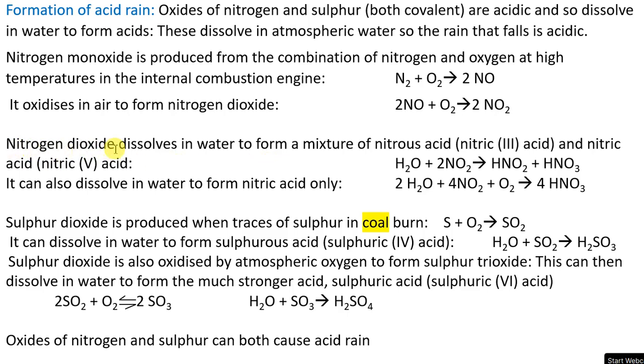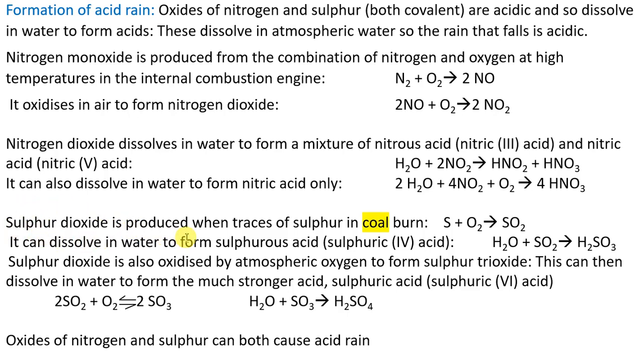Nitrogen dioxide, being acidic, dissolves in water to form a mixture of two acids, nitrous acid and nitric acid. I have the equations there. It can also dissolve in water to form nitric acid only. That's if I've got oxygen present.